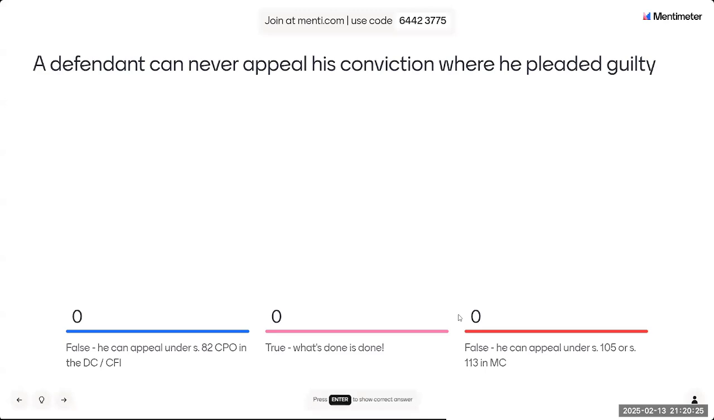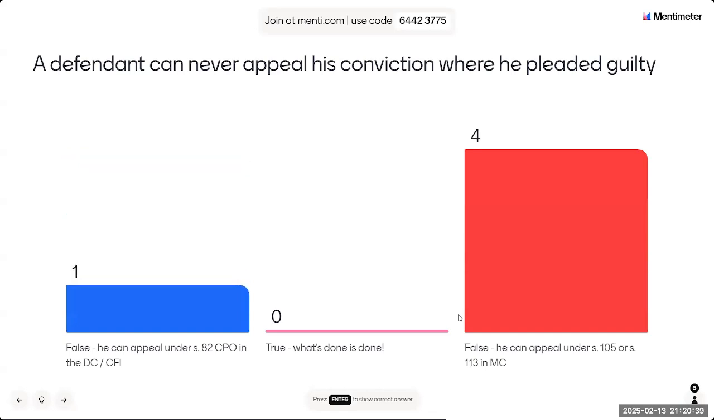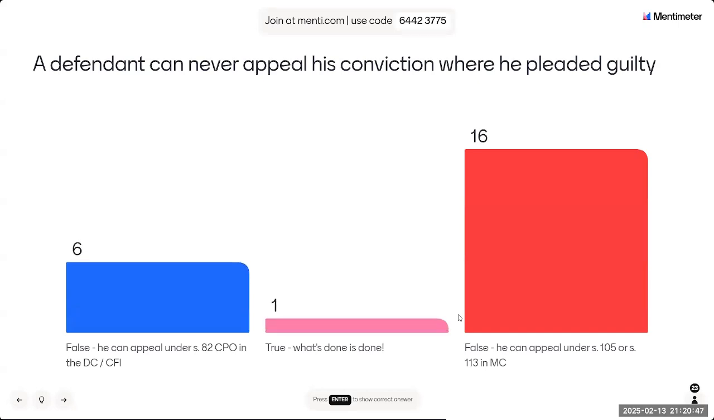Defendant can never appeal his conviction where he pleaded guilty. False, he can appeal under Section 82 CPO in the district court or CFI. True, what's done is done. False, he can appeal under Section 105 or Section 113 in the magistrate's court. Ooh. This is a test of who was paying attention today. Most people have gone with option C. He can appeal his conviction where he pleaded guilty under Section 105 or Section 113. Think about Section 113, subsection 1.